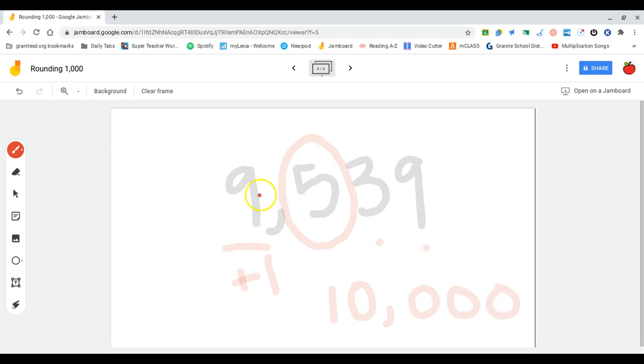So 9,539 is closer to 10,000 than if we were to have rounded down, which would have been 9,000.